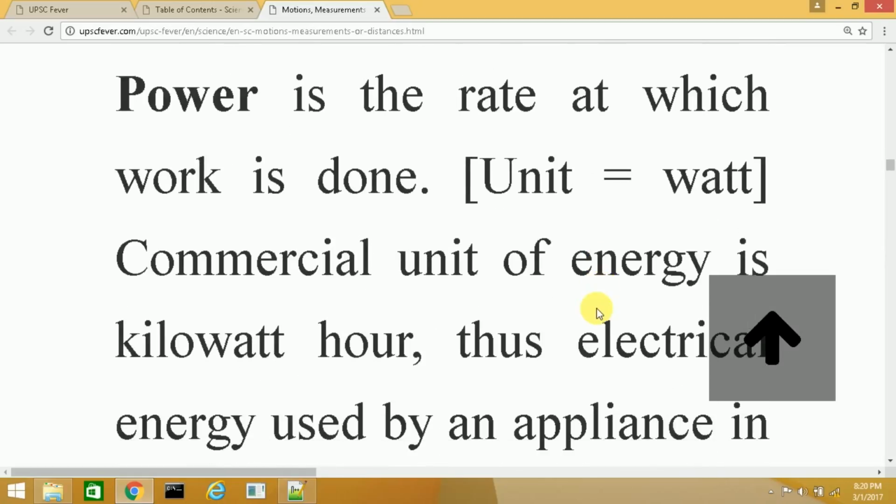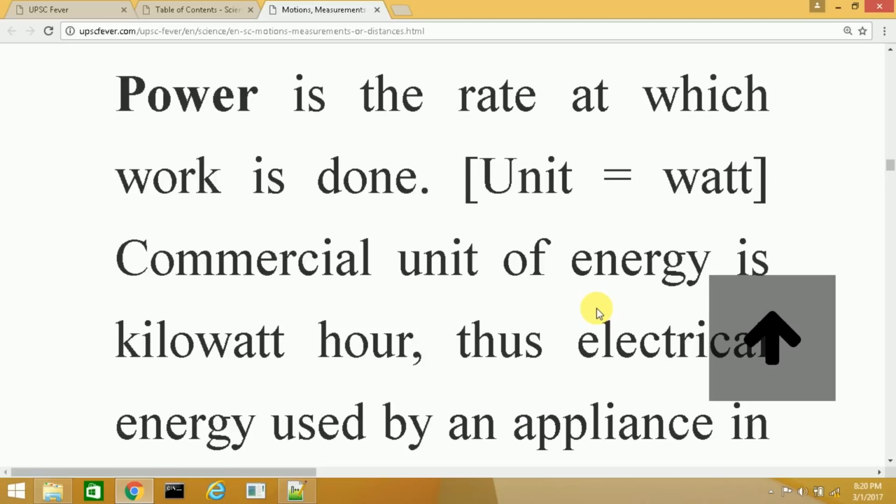The commercial unit of electricity or electrical energy is kilowatt hour. Thus, electrical energy used by an appliance in a month is in kilowatt hour. However, this is also expressed in terms of units. So we say that the bill of a house is 3000 rupees because it has used 300 units. So here the unit means kilowatt hour.